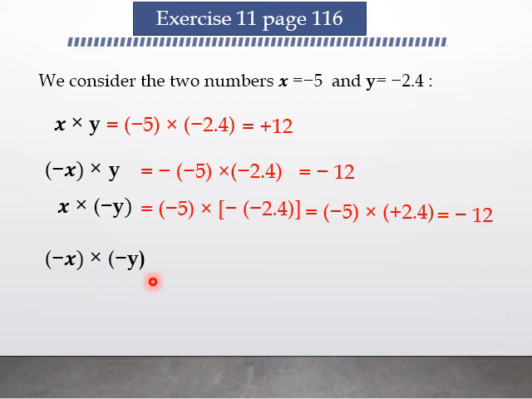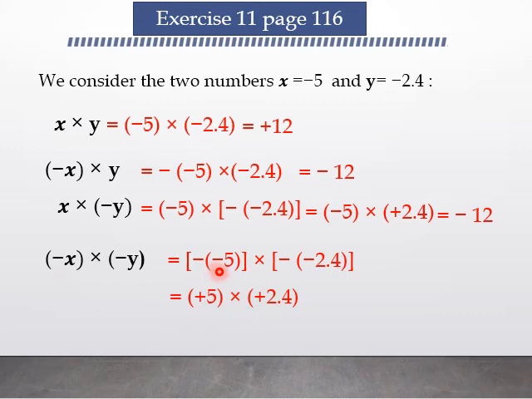Minus x times minus y. I should replace x by minus 5 and y by minus 2.4. Don't forget there's a minus in front of them. So it's minus 5 times minus 2.4. Multiply the same signs by each other, so it's plus 5. Minus 2.4 is plus 2.4. Or here I can say I have an even number of negative signs, 1, 2, 3, 4, and 4 is even, so definitely the result should be positive. And 5 times 2.4 is 12.